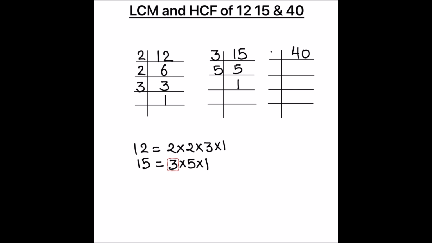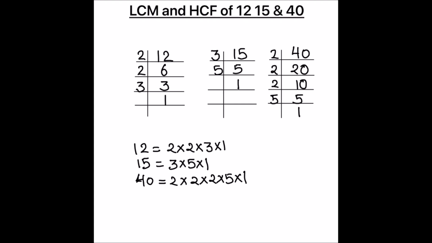Next we'll find the factors of 40. 2 times 20 is 40, 2 times 10 is 20, and 2 times 5 is 10, and 5 times 1 is 5. Factors of 40 are 2 times 2 times 2 times 5 times 1.